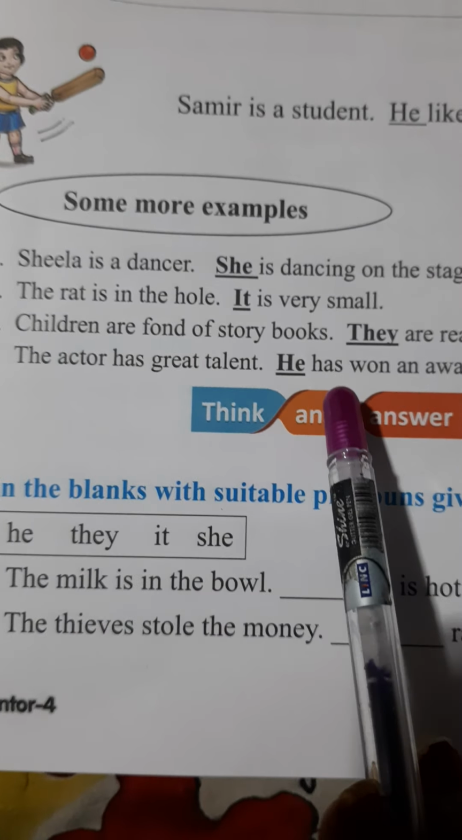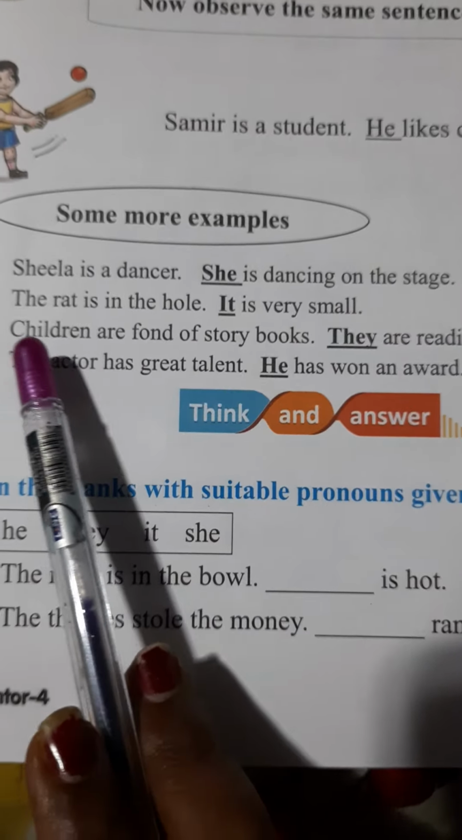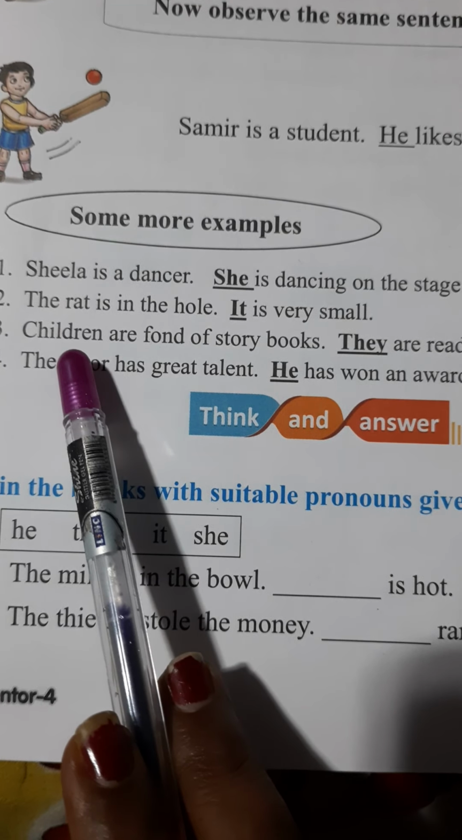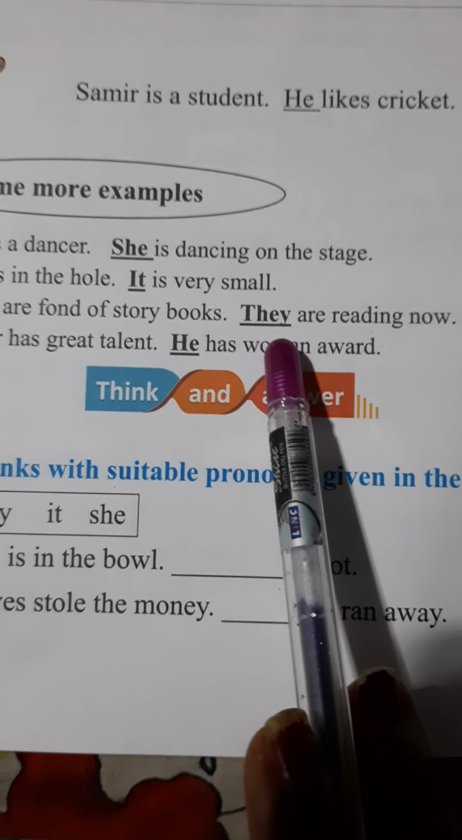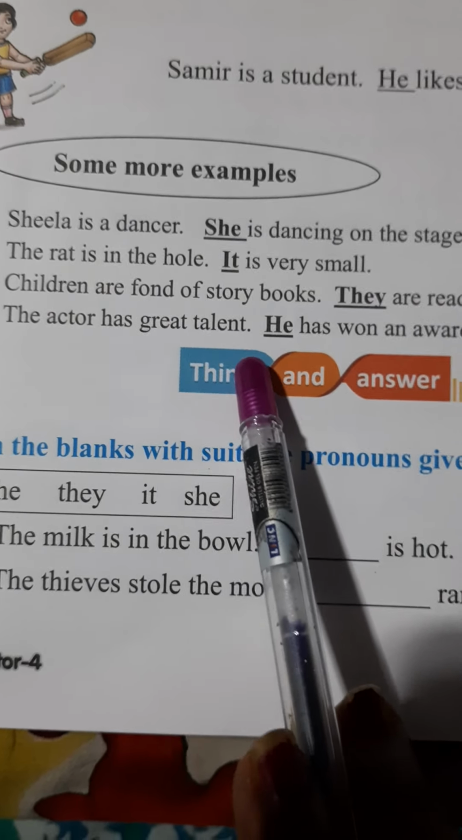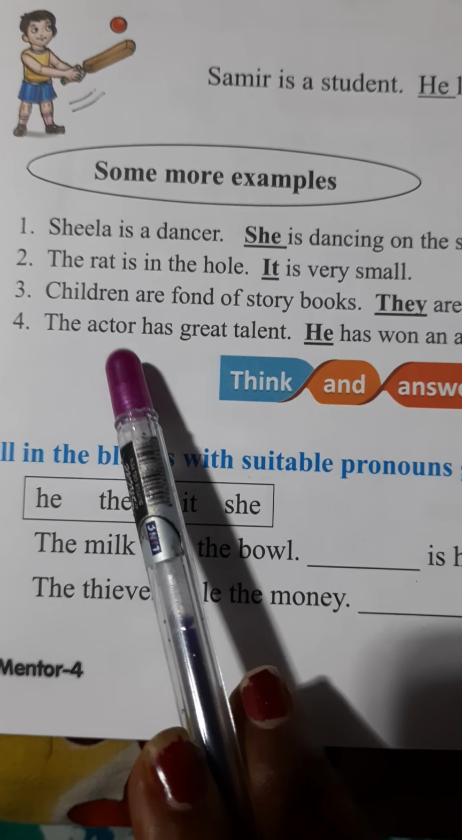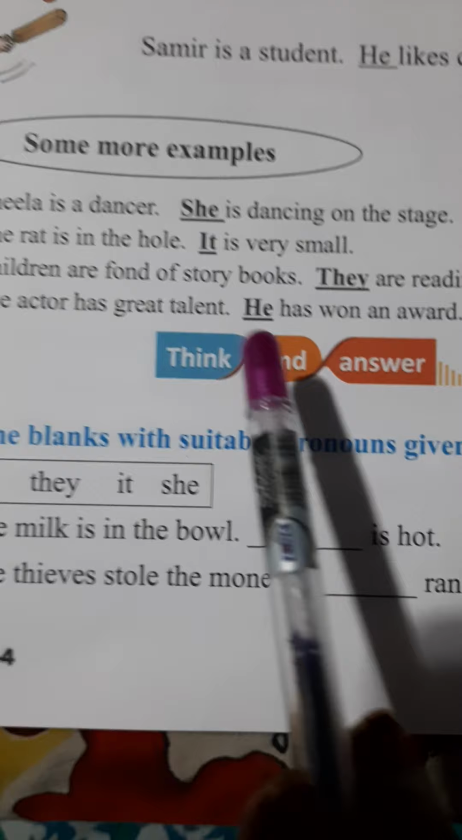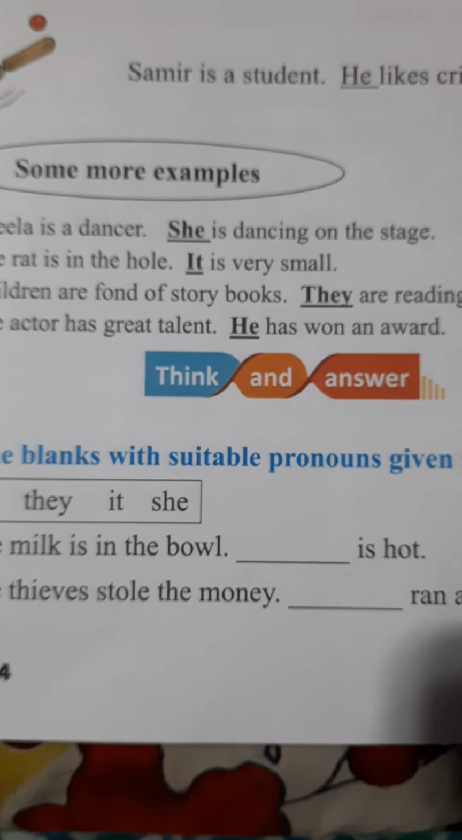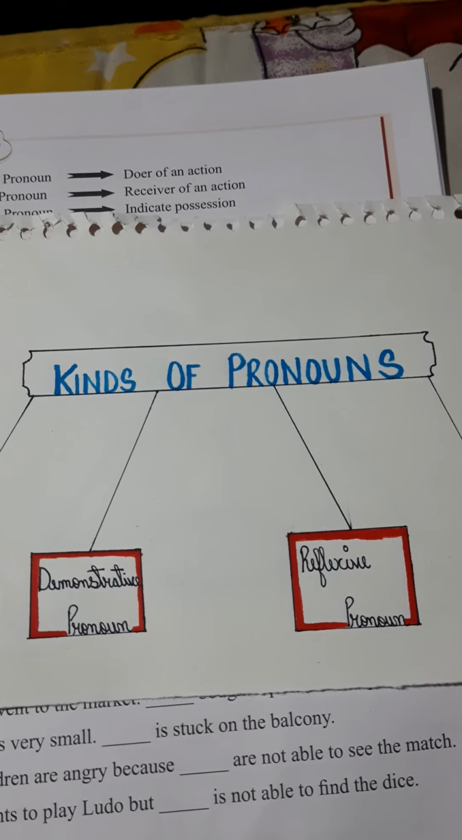Children are fond of story books. They are reading now. Now children is a noun and it is plural, so we are using the plural pronoun they. The actor has great talent. He has won an award. The actor is a noun and a male, so we are using he. So the pronouns are she, it, they and he.